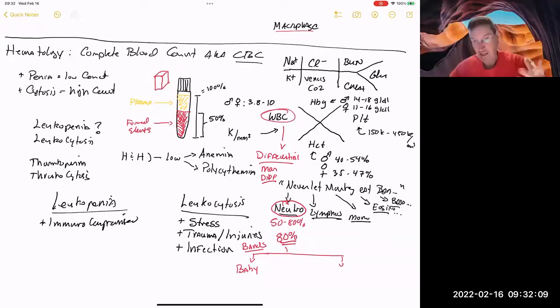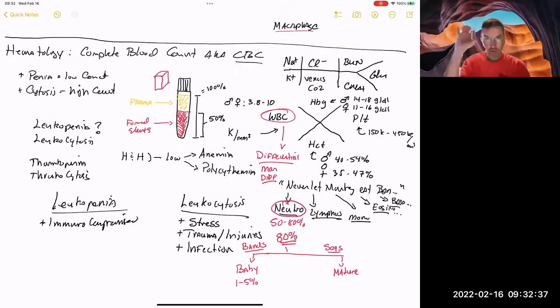That gives you the second type of neutrophils, known as the segments or the segs. These are mature, grown up neutrophils. Banded neutrophils, these baby neutrophils, are only about 1 to 5%, whereas the segmented neutrophils are going to be much higher, obviously.